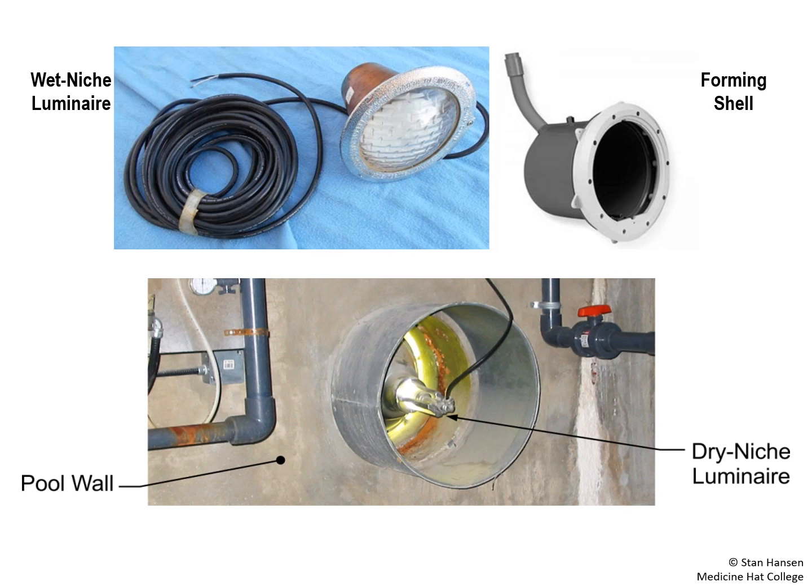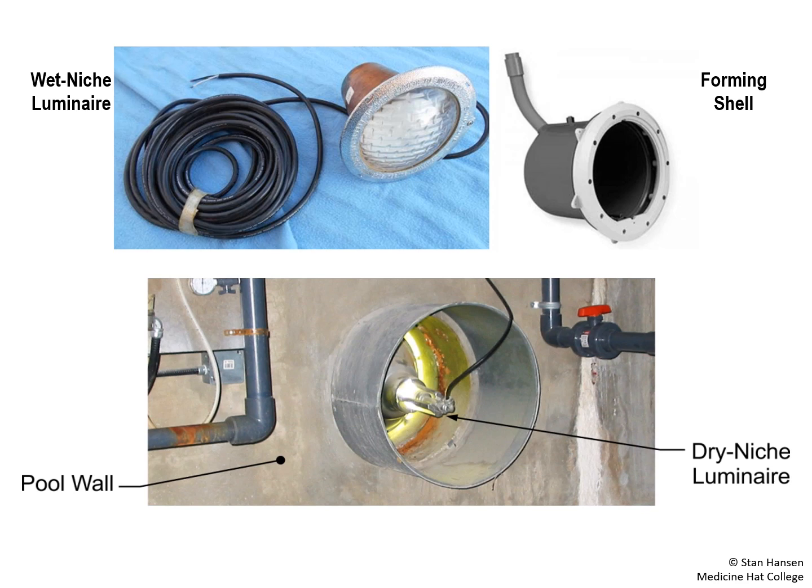Our other type of light is called a dry niche type luminaire. And these are submerged fixtures, but these are actually accessible from a dry walkway or a handhole behind the pool wall. Since these lights are not directly submerged in water, we can increase our maximum voltage to ground to 300 volts.